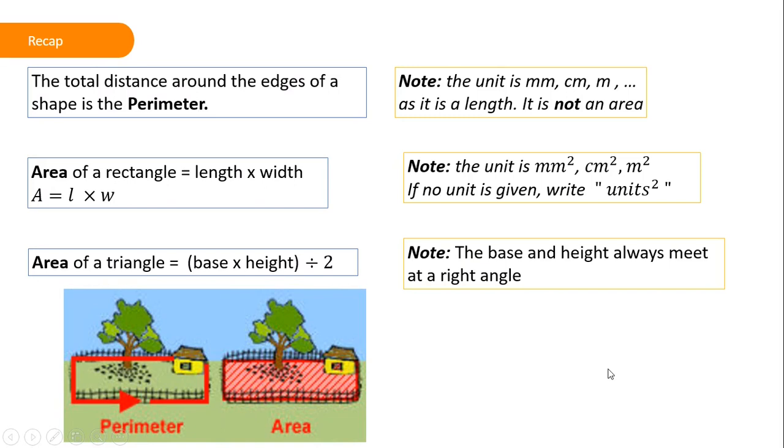So that is us for our lesson on perimeter and area. You now need to complete the questions based on lesson 2.